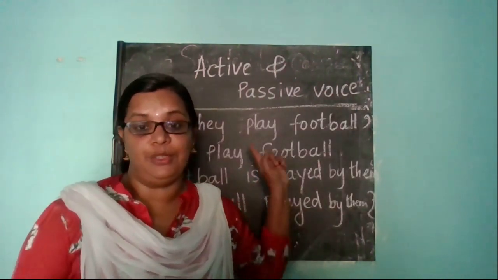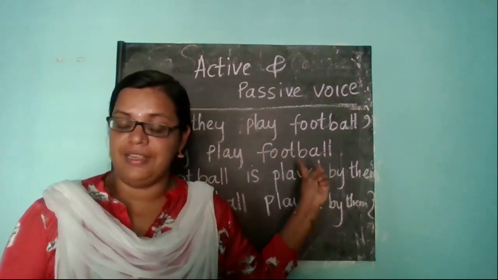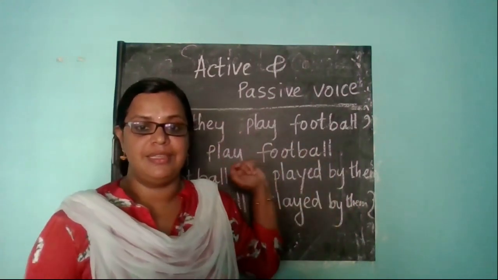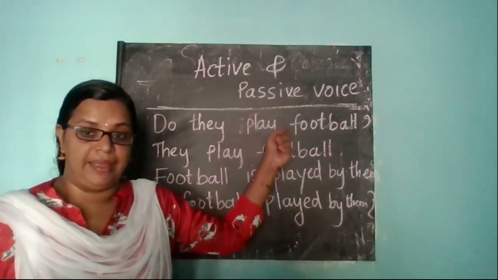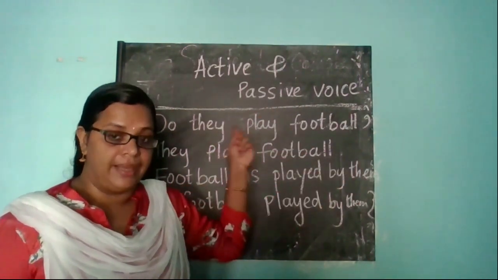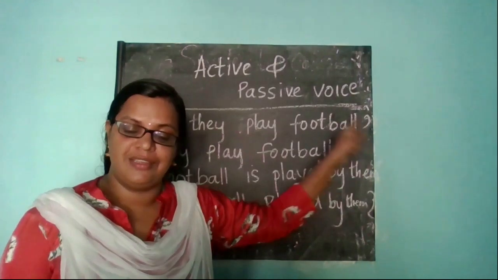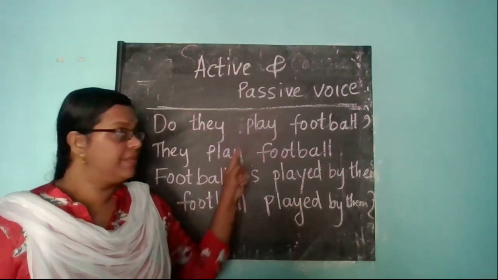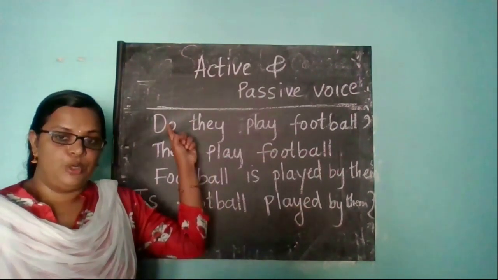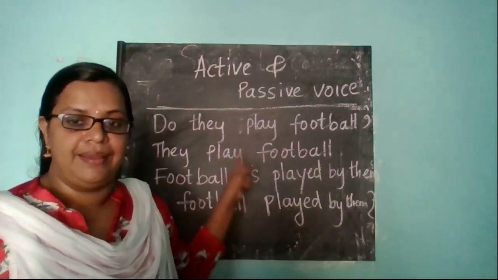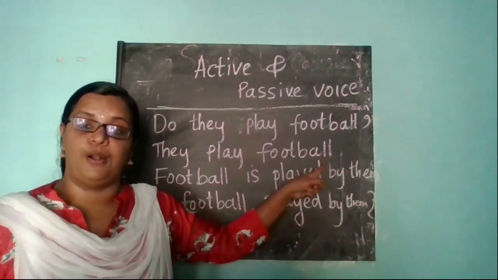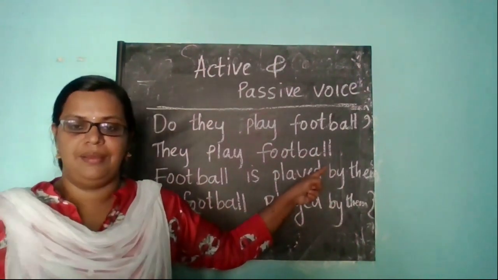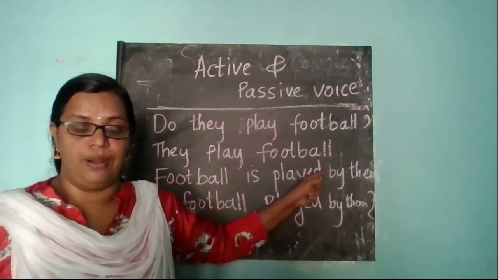Now let us see one example with do. Children, always remember, in present tense, yes or no question will start with either do or does. See this example. Do they play football? Change the given interrogative sentence into an assertive sentence. Which is the subject? They. They, do plus play is equal to play. They play football.